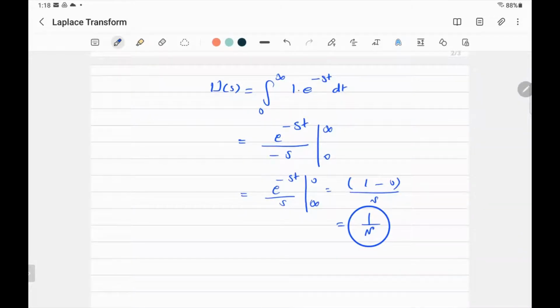We can go and do many examples like that, but as you see, it's very simple and very easy. There is a table, and I already put the table in the formula sheet for the Laplace transform. Okay, I'm going now to show you an interesting example.